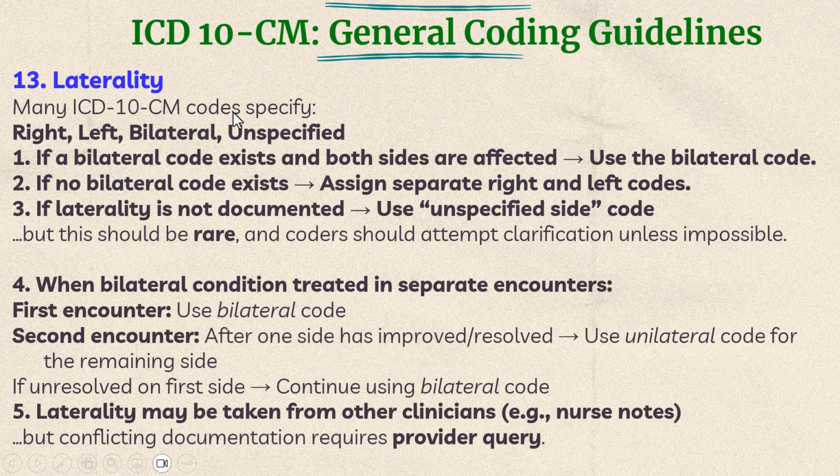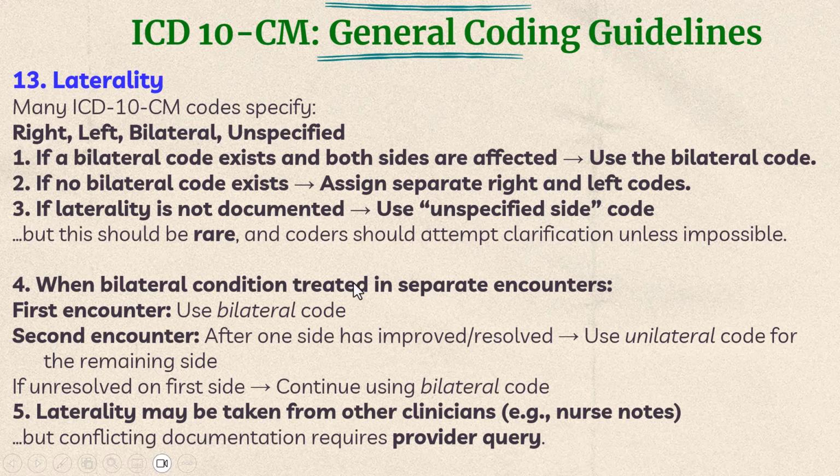Number 13, laterality. Many ICD-10-CM codes specify right, left, bilateral, or unspecified. So if a bilateral code exists and both sides are affected, use the bilateral code. If no bilateral code exists, assign separate right and left codes. If the laterality is not documented, use the unspecified side code. But this should be rare, and the coder should attempt clarification unless impossible.